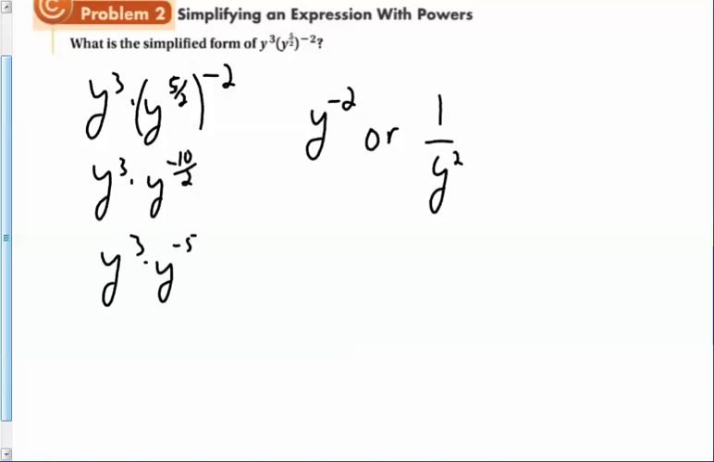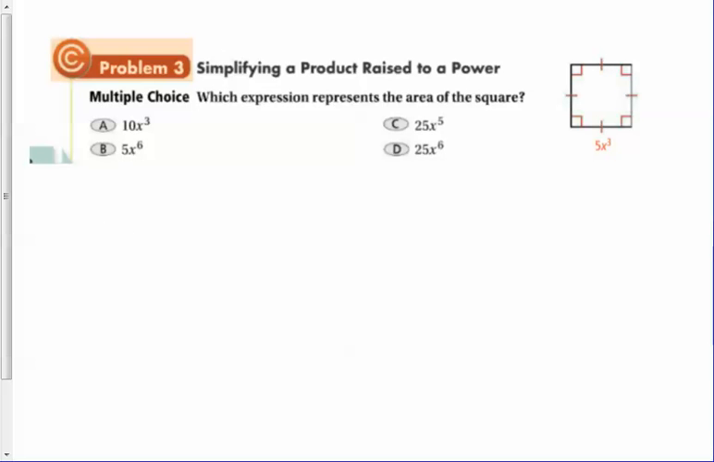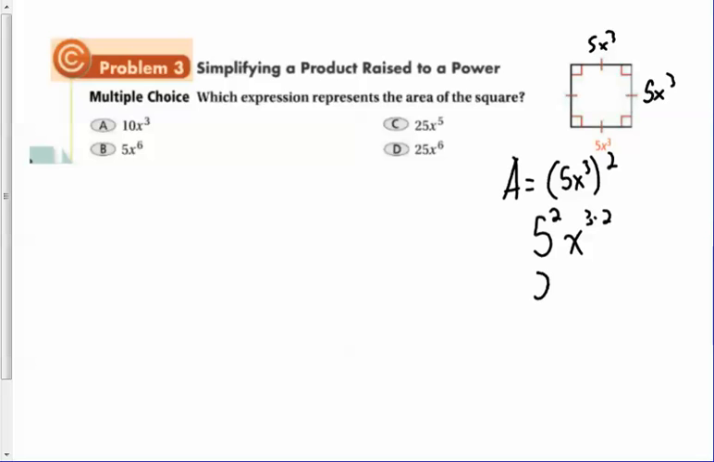Okay, so try the got it for that one. Here's problem number 3. Simplifying a product raised to a power. Multiple choice here. Which expression represents the area of the square? All right, so a square has all four sides equal. It's going to be this, right? So the area is going to be 5x cubed squared. Now this gets tricky because now this applies: 5 squared times x to the 3 times 2. So 5 squared is 25, and x to the 3 times 2 is x to the 6. So bubble in D. All right, does that make sense? Not too difficult on that one.